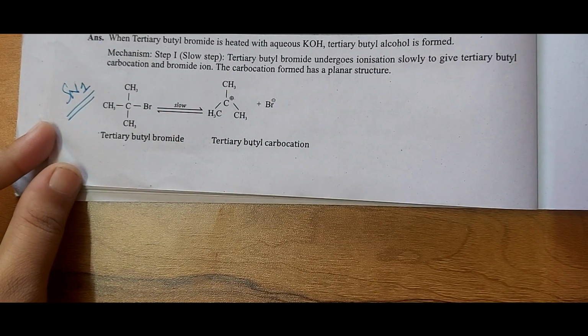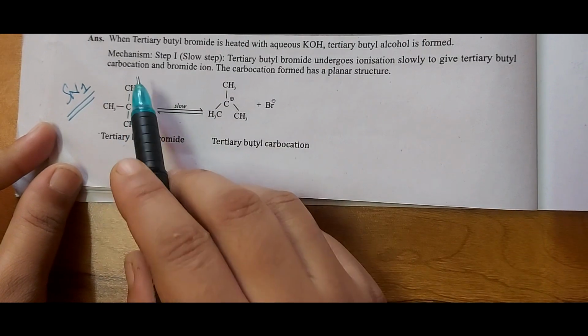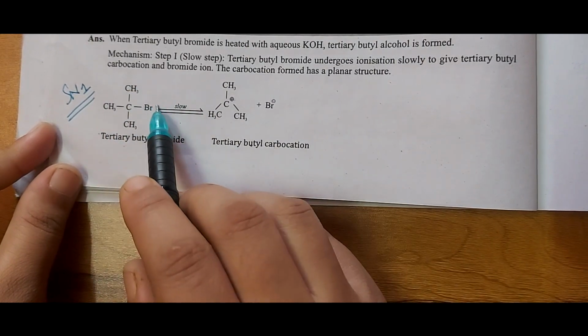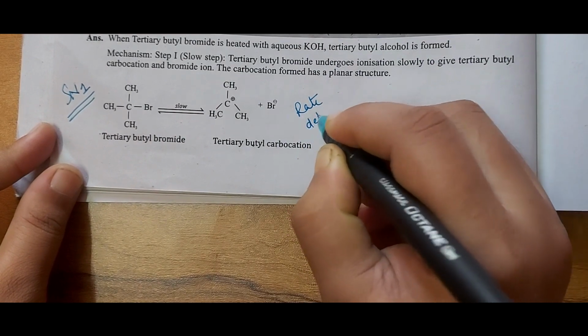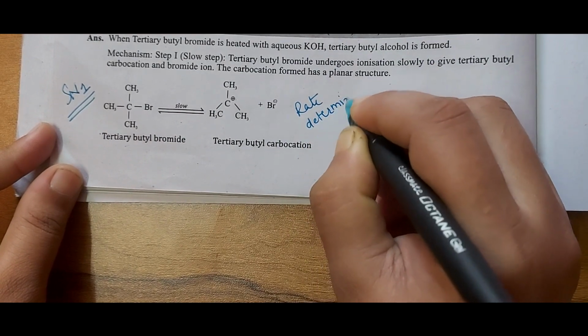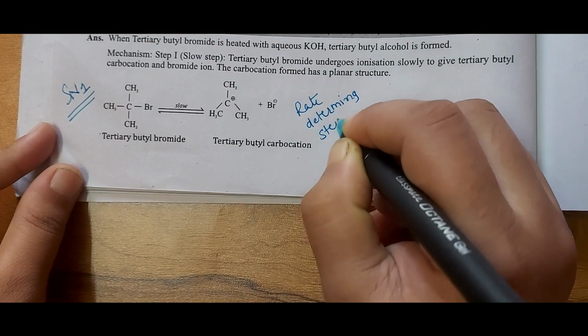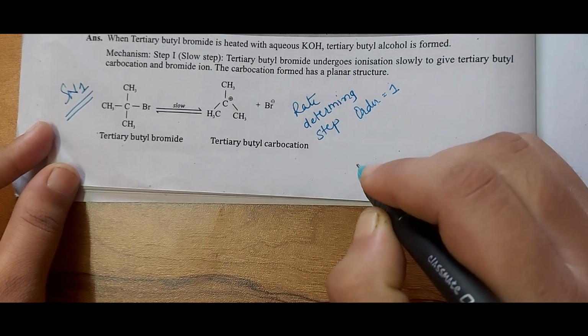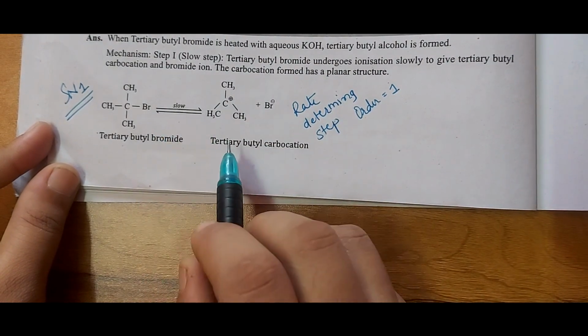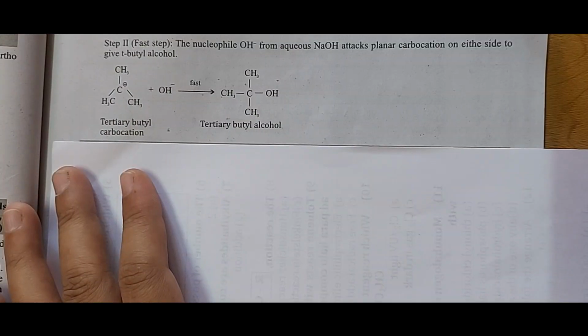And the carbocation has a planar structure. So here we see that it is ionizing and you get a carbocation. Since it is a slow step, we can also say that it is the rate determining step. So this step is important for finding out the kinetics of a reaction, and hence the order of this reaction is 1 as well as the molecularity is also 1.